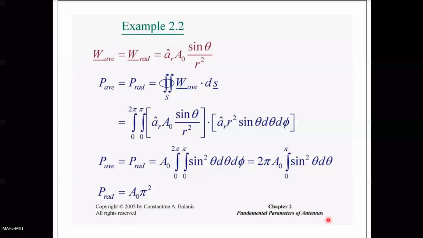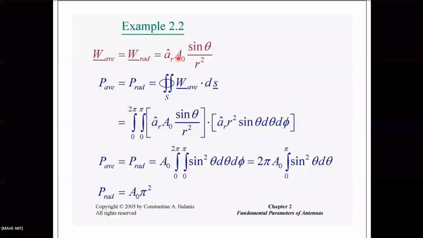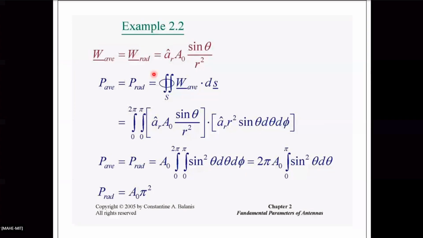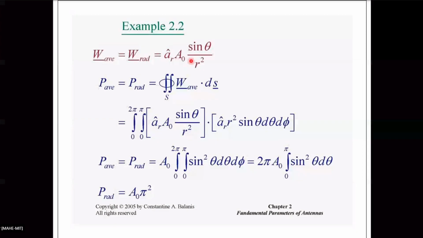Okay. W average. Now an example is given. W average is W rad. It is called radiated power. W average is always called W rad. Capital average radiated power density is AR cap. This expression is given. How to find out the power radiated? AR cap A naught sin theta by R square.